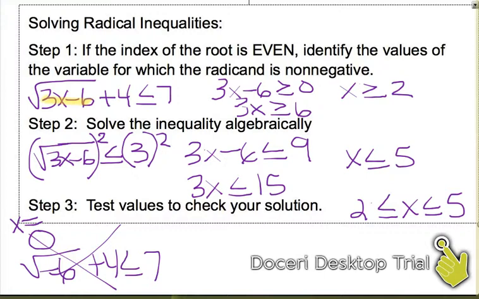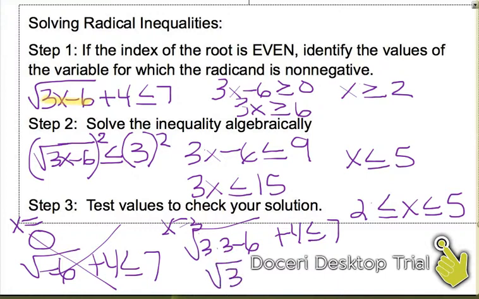I can try 3, which is in the middle, and if I did x equals 3, I'd get the square root of 3 times 3 minus 6, plus 4, less than or equal to 7. So that's going to give me 9 minus 6, so that is the square root of 3 plus 4, less than or equal to 7. That's a true statement.